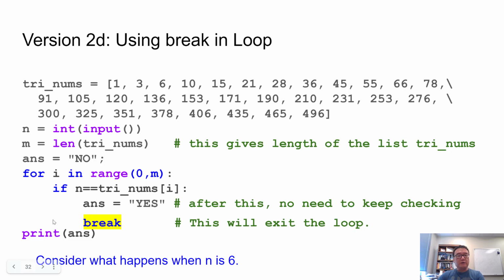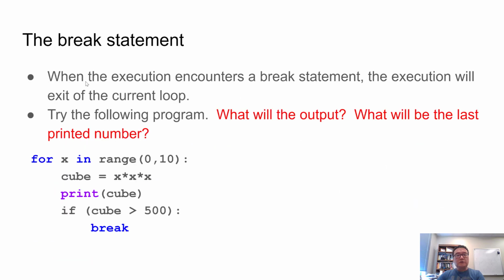If the break had the indentation here, then we would just look at the first element and then break. We want to execute the break only when we actually find the element, so n equals this try number i. So this just defines the break statement. When the execution encounters a break statement, we exit the current loop.